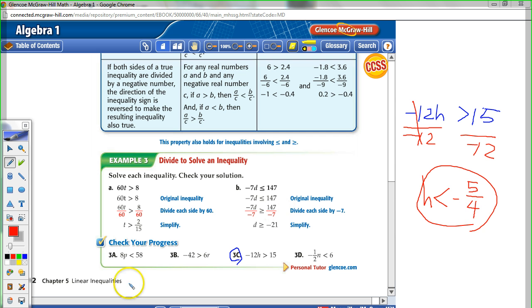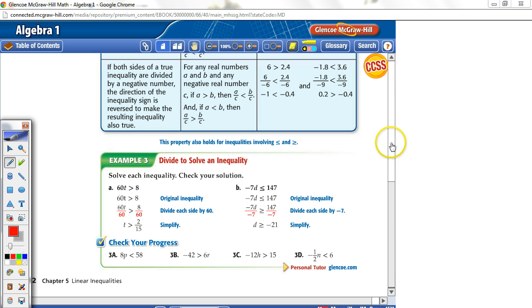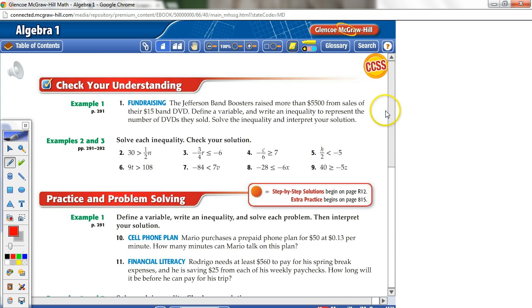Okay. So it's the exact same thing as solving equations, only with inequalities. If you're multiplying or dividing by a negative number, you are to flip the sign and make it reverse.